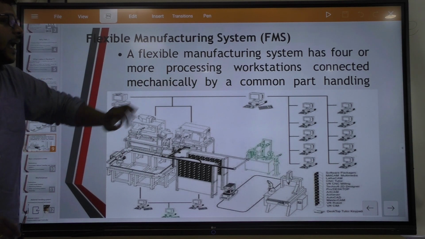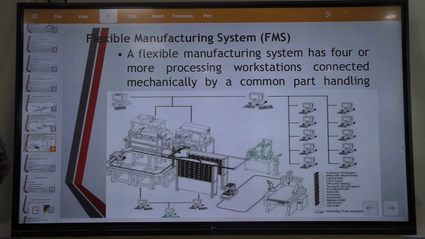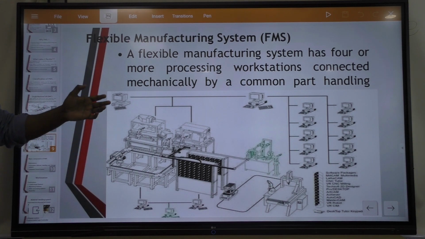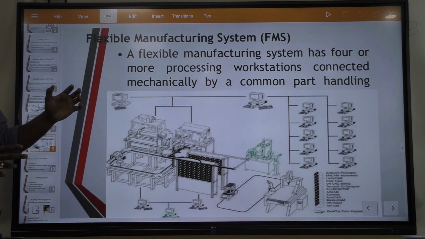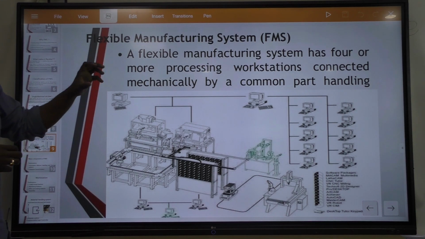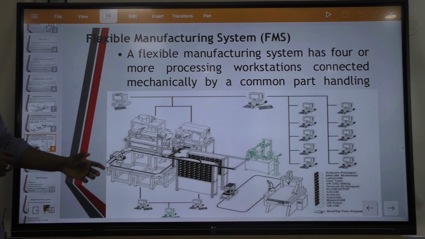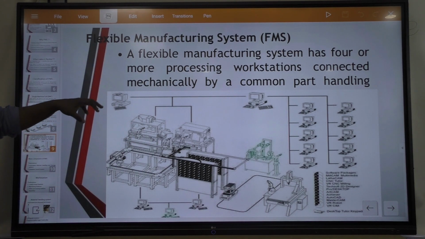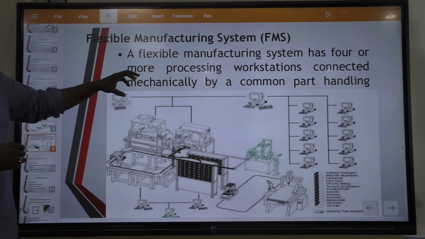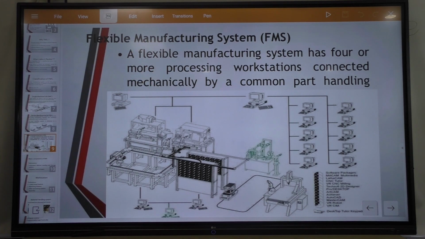That will be a common part, and that will be a computer with the help of Mastercam or AutoCAD. These are the software by which we can control that system using a computer. By the use of the computer, suppose you want to send a raw material to machine number 1, you can handle it by the help of the computer and directly send that workpiece to machine number 1. After completing that operation, if you want to send it to machine number 3, you can control it by the help of the computer.